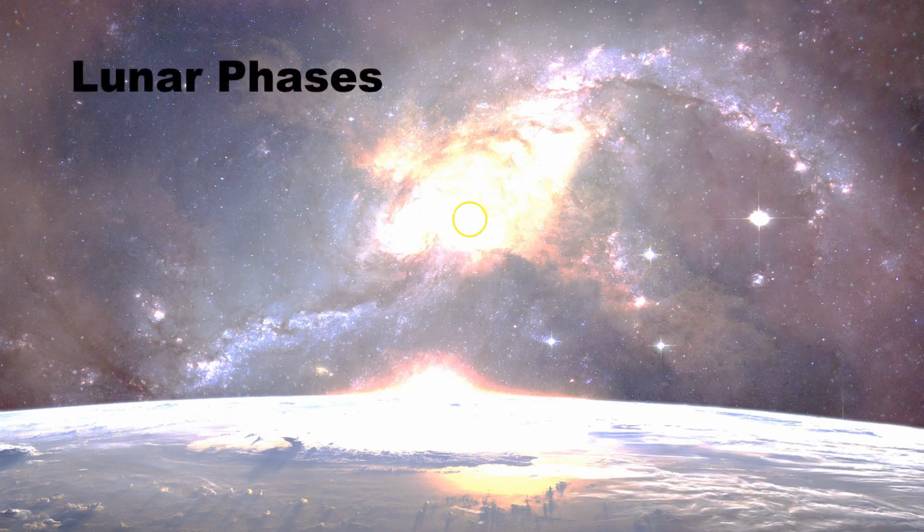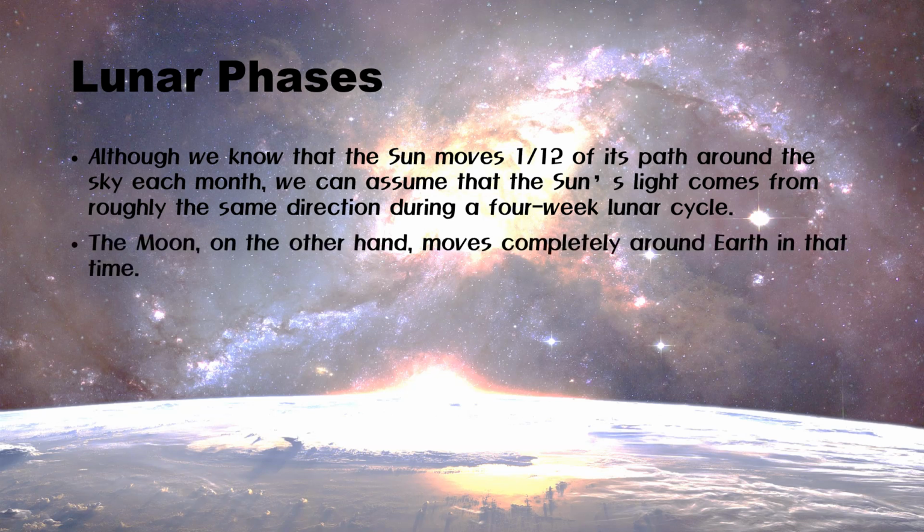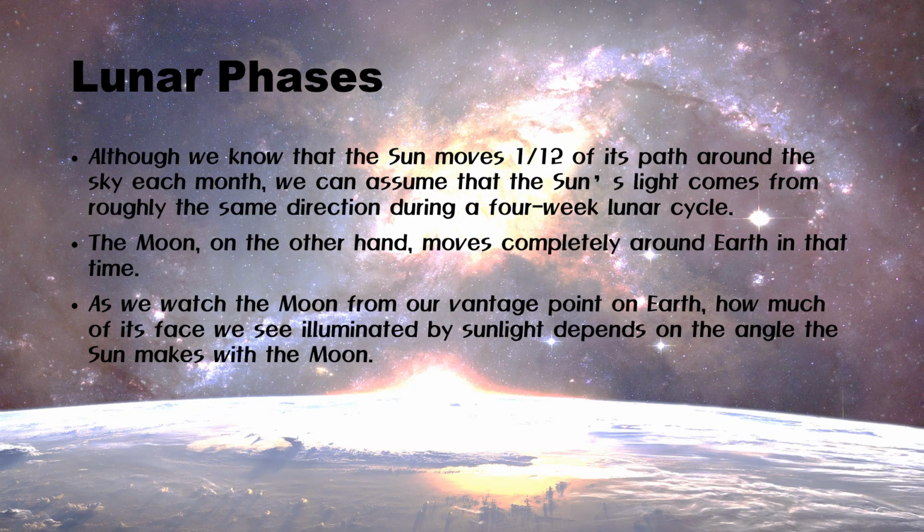And so with lunar phases, although we know that the sun moves about 1/12 of its path around the sky each month, we can assume that the sun's light comes from roughly the same direction during a 4-week lunar cycle. The moon, on the other hand, moves completely around the Earth in that same time. Now, as we watch the moon from our vantage point here on Earth, how much of its face we see illuminated by sunlight depends on the angle the sun makes with the moon.